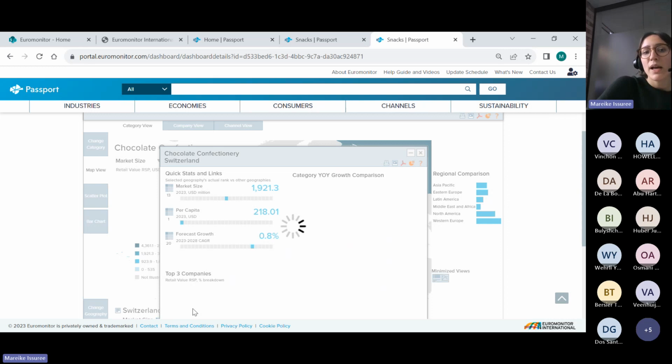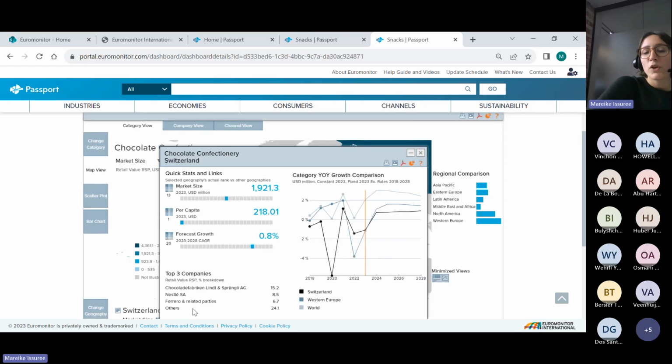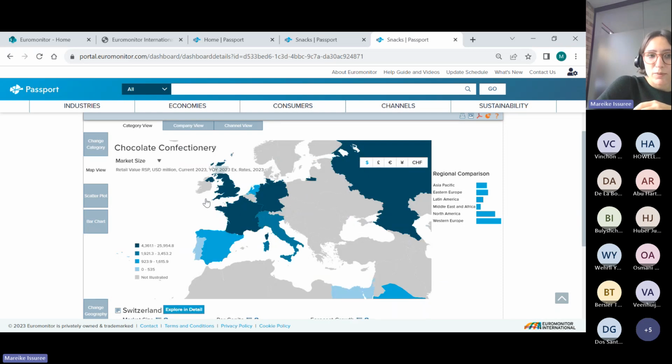So this is also a nice way, before you go into the statistics and analysis, to first look at regional trends, look at how Switzerland more broadly compares with Western Europe or the rest of the world, and which are the top 3 companies in Switzerland. So this is a very quick first way of understanding the sector within a specific country, region, and globally. And all of this is also extractable into PowerPoint or PDF.